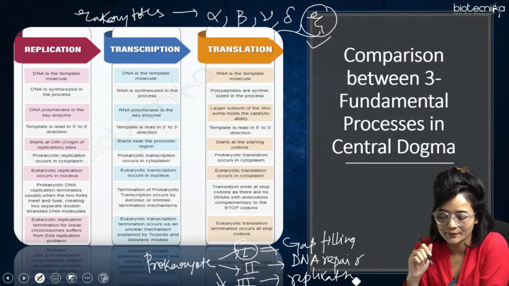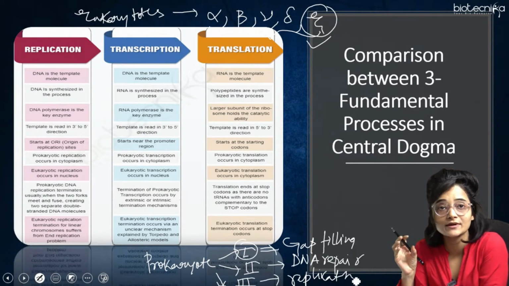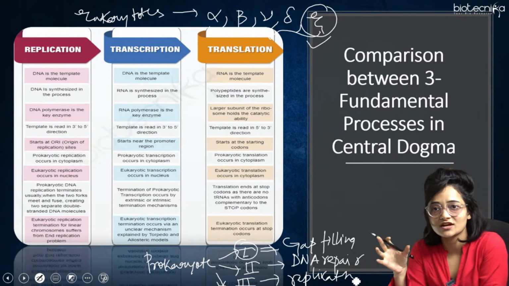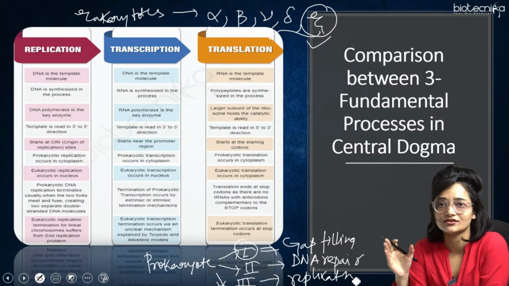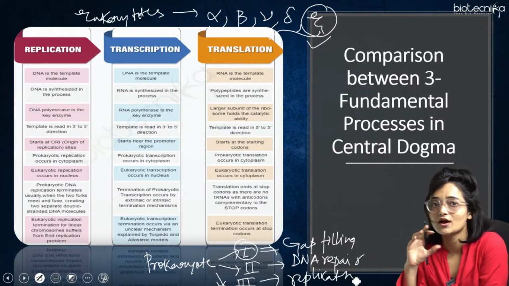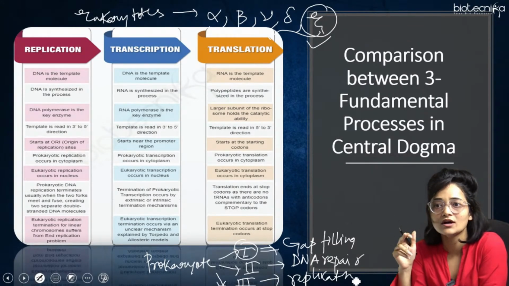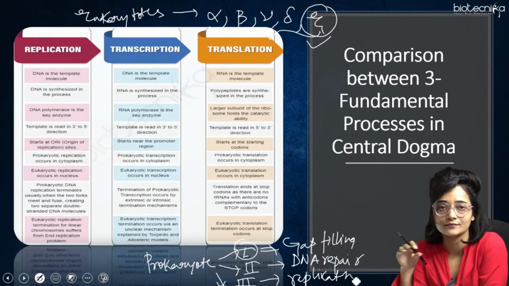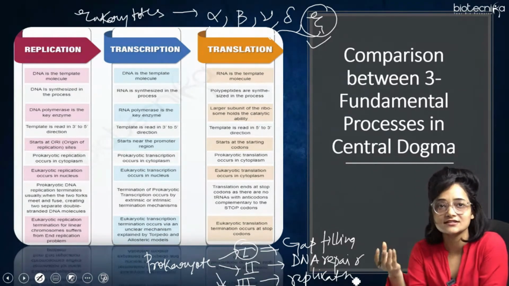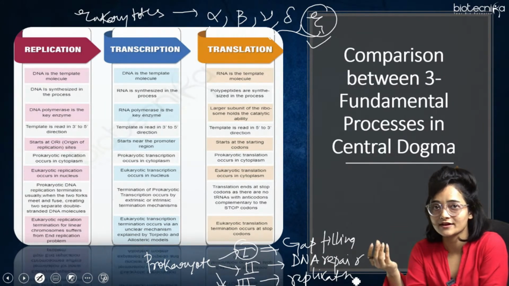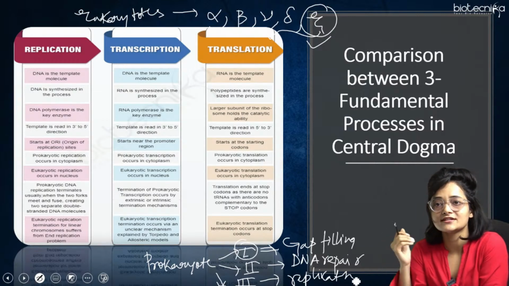Coming to the other differences, in replication, the template is being read in 3' to 5' direction. In transcription also, the template is being read in 3' to 5' direction, while in translation, it is opposite: the template is being read in 5' to 3' direction. When I'm reading all these sentences, you should have an image in your head of the 3' end and 5' end, the direction of synthesis of DNA in replication, the direction of synthesis of mRNA in transcription, and how the template is being read.